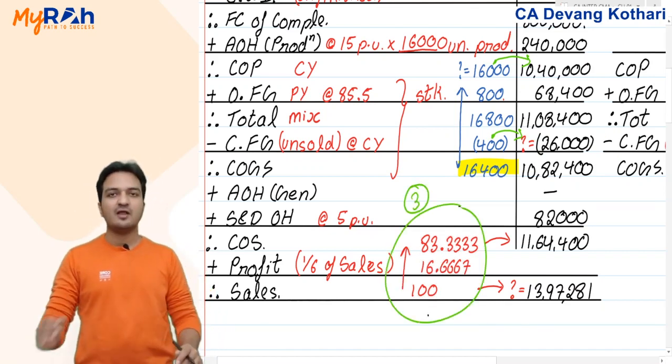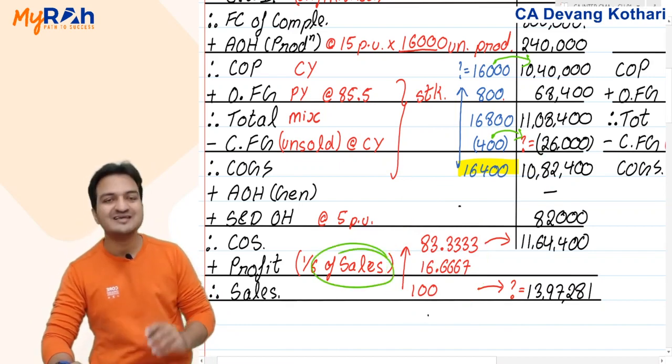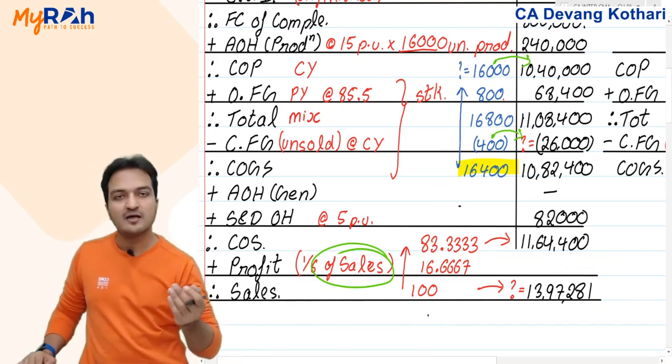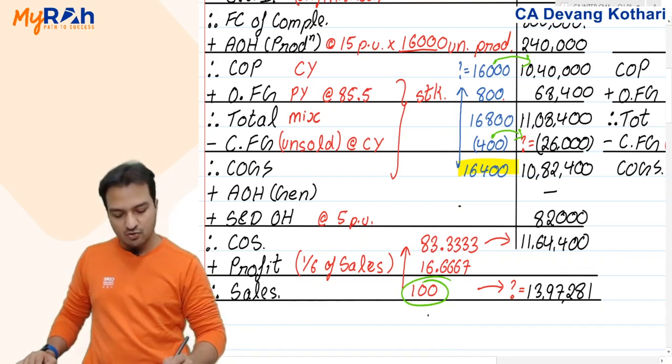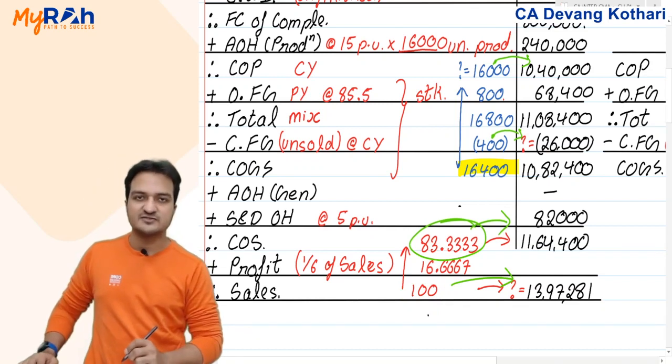That profit was given as 1/6 of sales. Now the profit was given based on sales, but sales was missing. So what to do? If profit is given based on sales and the sales is missing, I told you to assume that missing figure as 100 and go reverse. This is my cost. Cross multiply will then give you the actual sales.